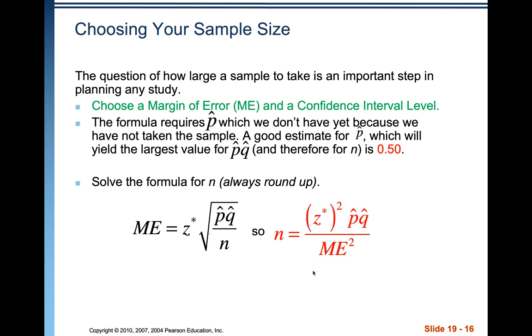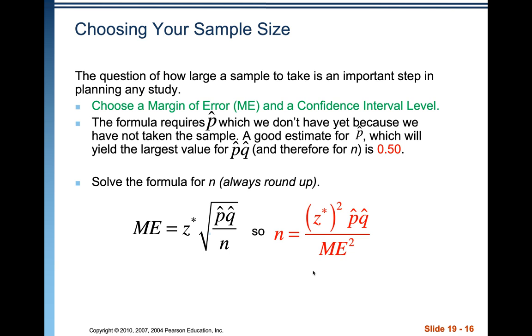But a good estimate for p hat, which will actually yield the largest value of p hat times q hat, and therefore n, is 0.50. So we want to solve the new formula for n, and we're always going to round up.